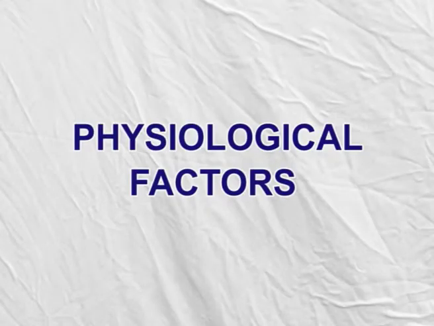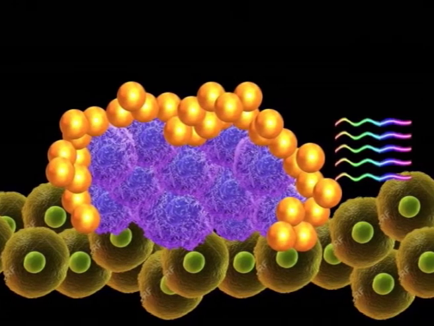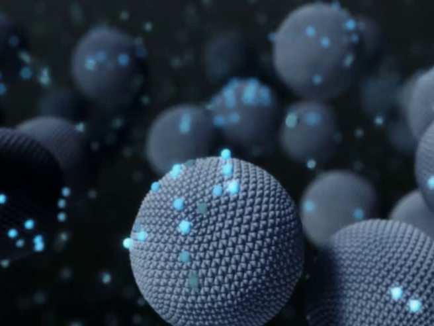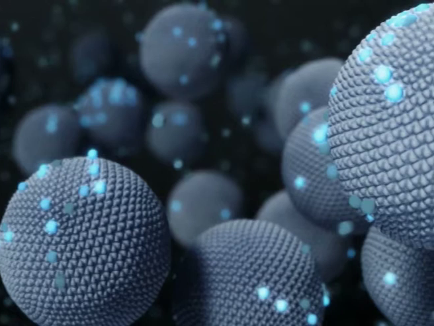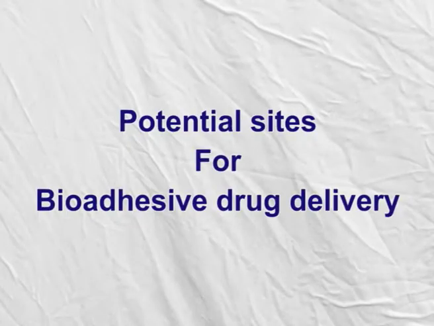Then physiological factors. Physiological factors include mucin turnover. The mucin turnover is expected to limit the residence time of mucoadhesive dosage forms on the mucus layer. Then the second physiological factor is disease states. The physiological properties of the mucus are known to change during disease conditions such as common cold, gastric ulcer, etc.